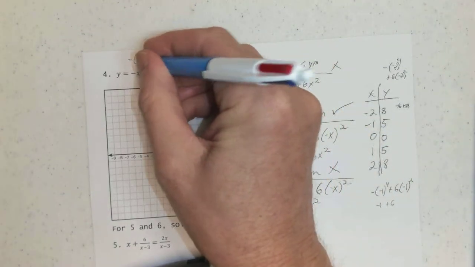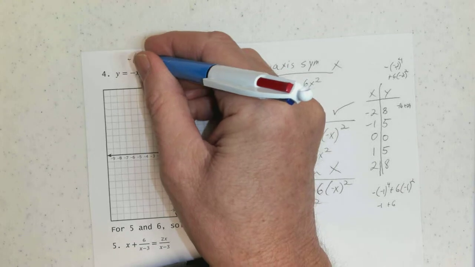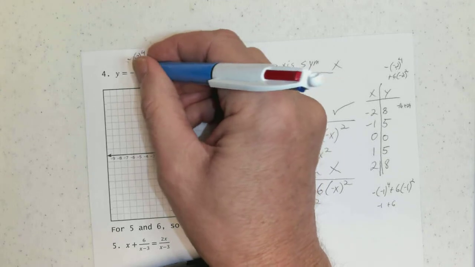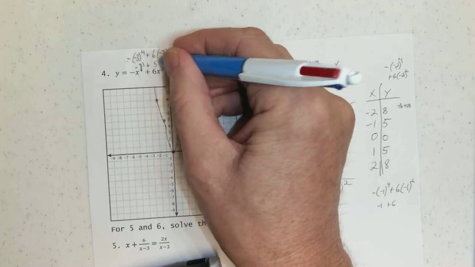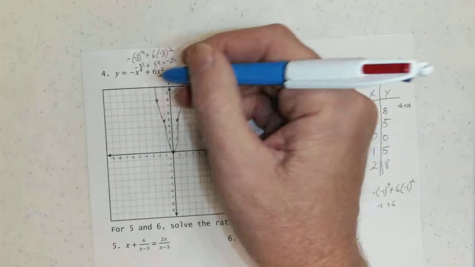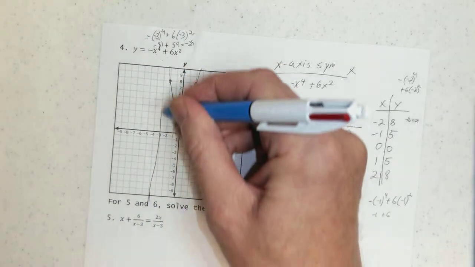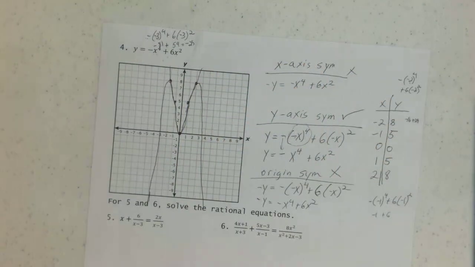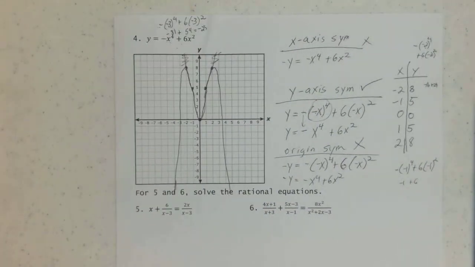So like negative, and then if I go negative 3 to the fourth plus 6 times negative 3 squared, this is negative 81. This is 81, so it's negative 81 plus 54. Now that's negative 27, so I'm way at negative 3. It's way down here, so it doesn't go up like that. It comes here, gets up there, comes down, and then it comes back down again. So it makes this big old wham here.